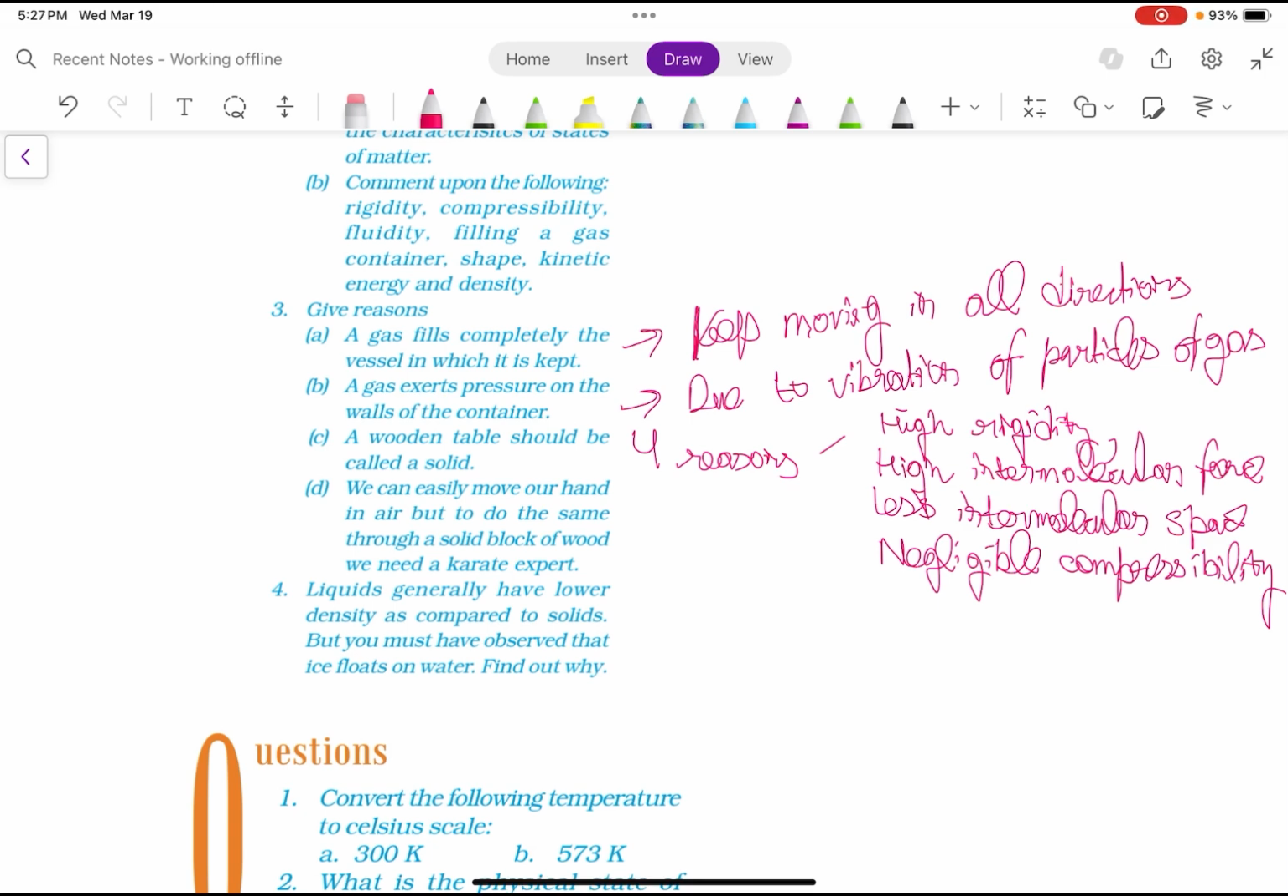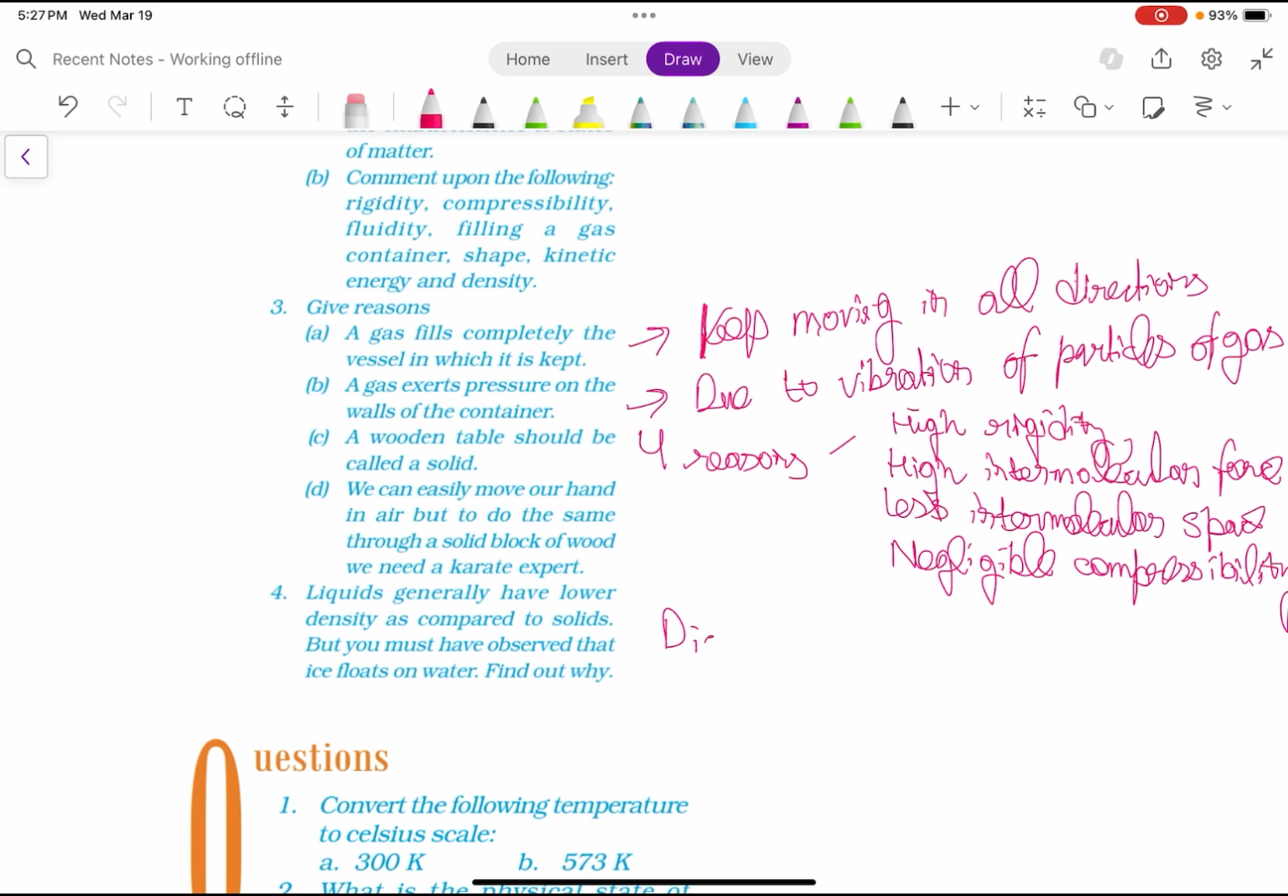The fourth question is, liquids generally have lower density as compared to solids, but you must have observed that ice floats on water. Find out why. Ice floats on water because it is less dense than liquid water. So that means density of ice is less than density of water.